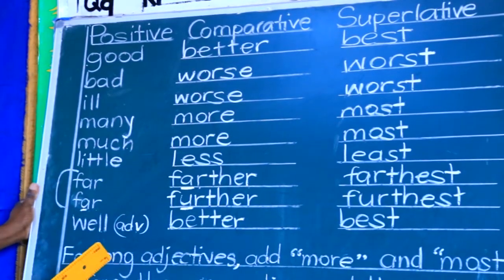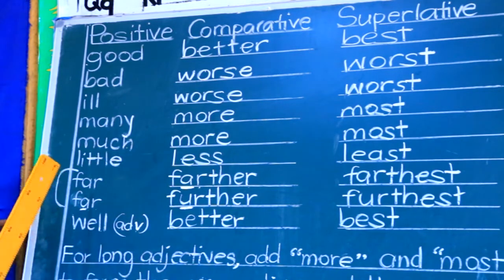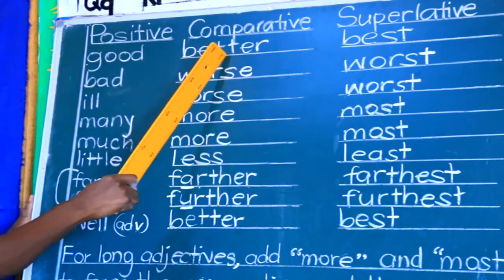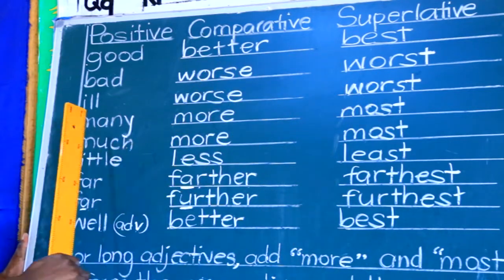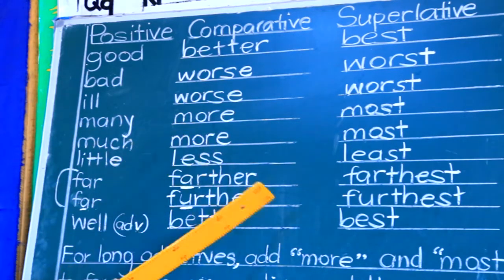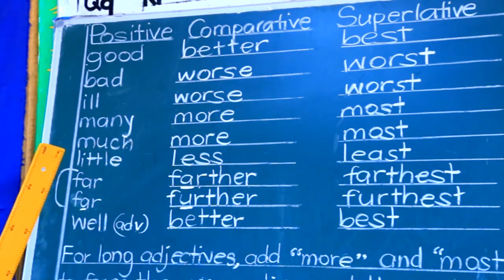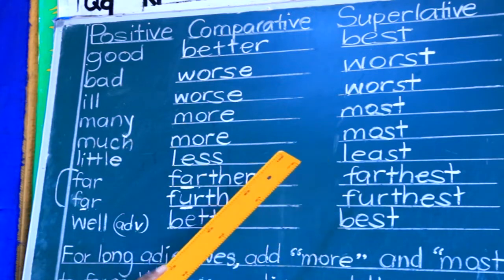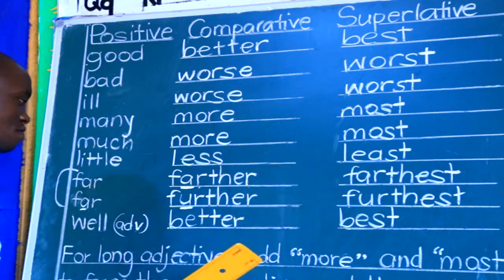Follow me as we read the positive, comparative and superlative forms of these different adjectives, the irregular adjectives. We have good, better, best. Bad, worse, worst. Ill, worse, worst. Many, more, most. Much, more, most. Little, less, least. Far, farther, farthest. Master the spelling, F-A-R.